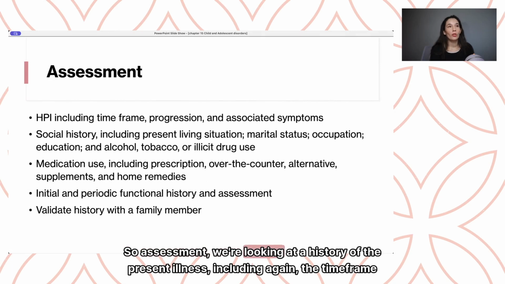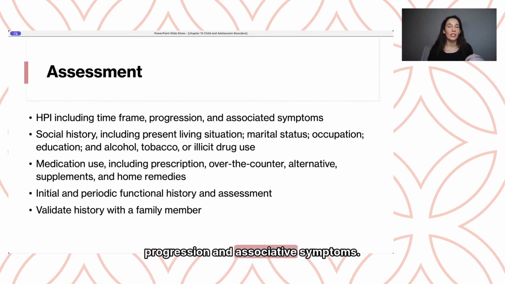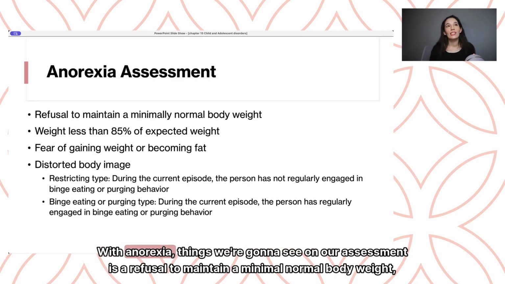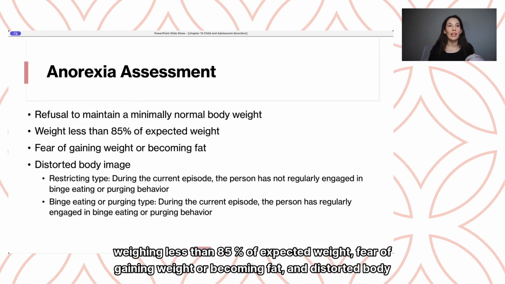So assessment, we're looking at a history of the present illness, including, again, the time frame, progression, and associative symptoms. We want a social history, the medication use, initial and periodic functioning, and validating the history with a family member. With anorexia, things we're going to see on our assessment are a refusal to maintain a minimal normal body weight, weighing less than 85% of expected weight, fear of gaining weight or becoming fat, and distorted body image.